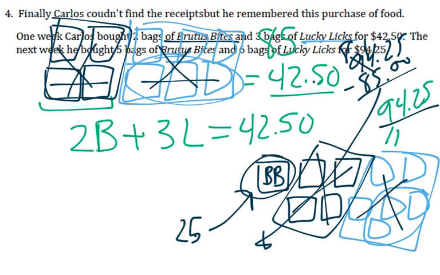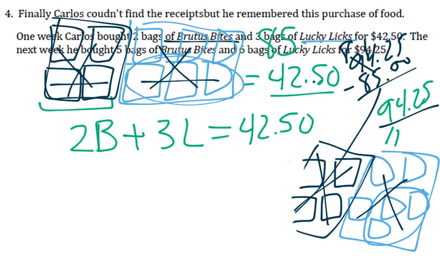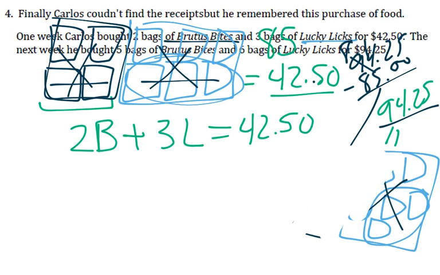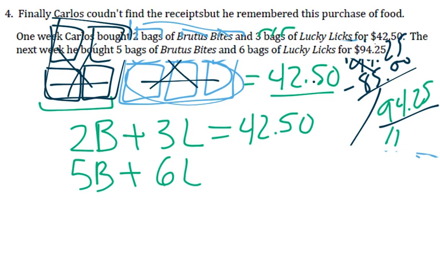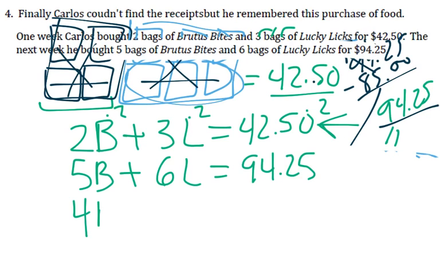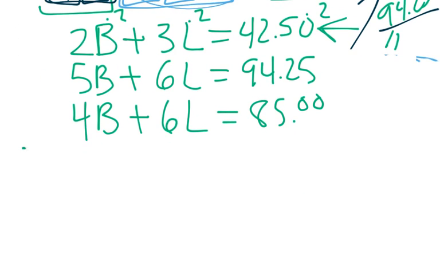So let's think about that more as an equation. Okay? So we had, clear that space, we had 5 bags of Brutus Bites plus 6 bags of Lucky Licks for $94.25. Now we doubled this top one, which means in math we timesed everything by 2 to give ourselves 4 Brutus Bites plus 6 Lucky Licks equals $85. Then we said, hey, we're going to find the difference, right? We're going to eliminate things.